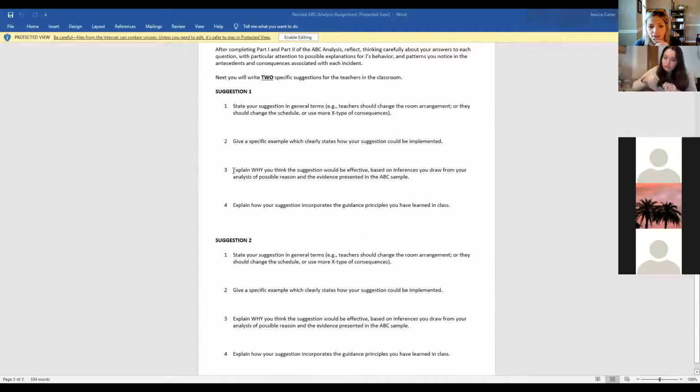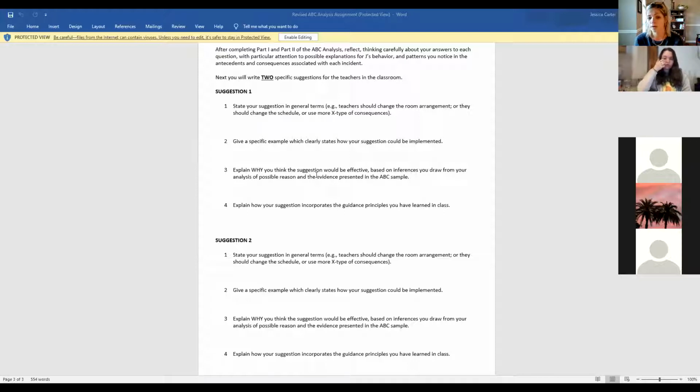Be mindful that you need to make a suggestion, give a specific example that states how you're going to implement this suggestion or how the teacher would implement. You need to give a rationale on why, and that's going to draw on the document, right, on the PDF file. So I observed that this behavior was consistently happening at this time of day with this child. So I make a recommendation that the teacher would.